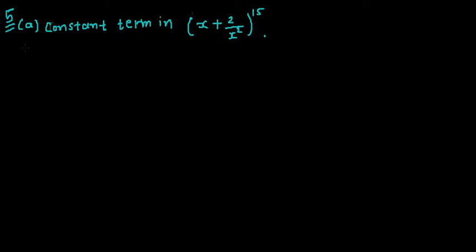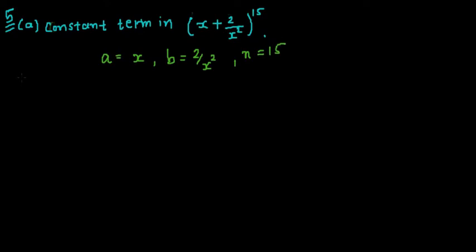Now let us learn how to find the constant term in the expansion of a binomial using the general term. So here is question 5a. Find the constant term in (x + 2/x²) raised to 15. If we compare this binomial with the general form, I can give the values of a, b and n. a is the first term in the binomial, that is x, b is the second term, that is 2/x², and n is the power of the binomial, that is 15.